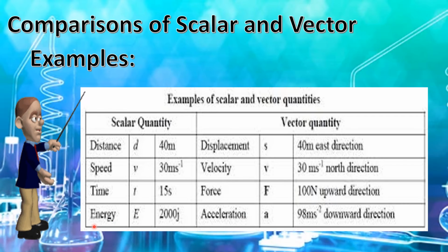Next example for scalar is energy. So energy is 2000 joules. So 2000 joules is only a size or magnitude. So that's why it is a scalar quantity. How about acceleration? Acceleration here is a vector quantity because it has size, which is 9.8 meters per second squared, and a downward direction. So there's a direction which is downward or going south. That means acceleration is a vector quantity because it has size and direction.